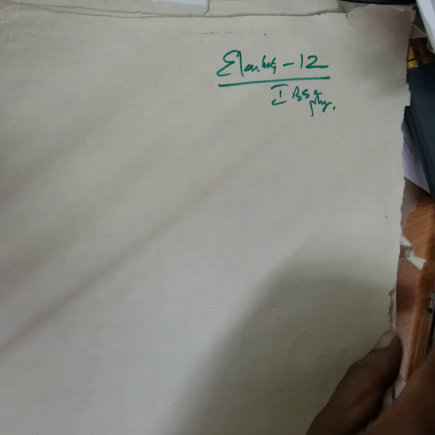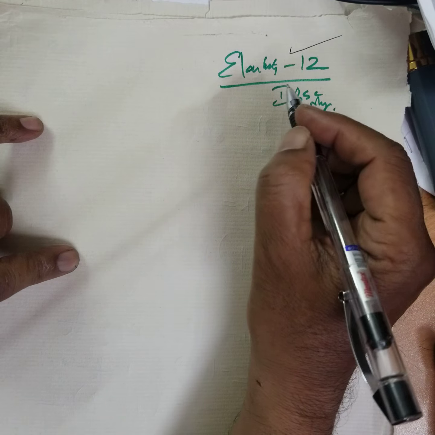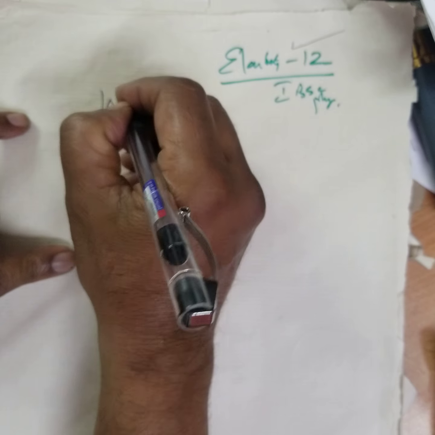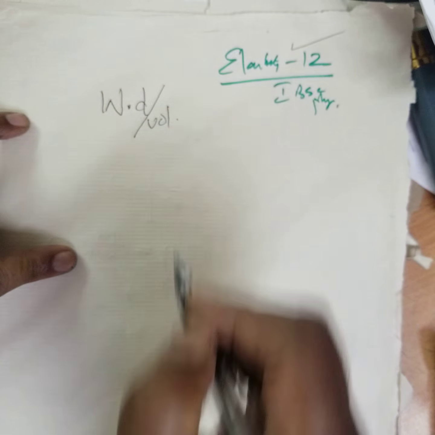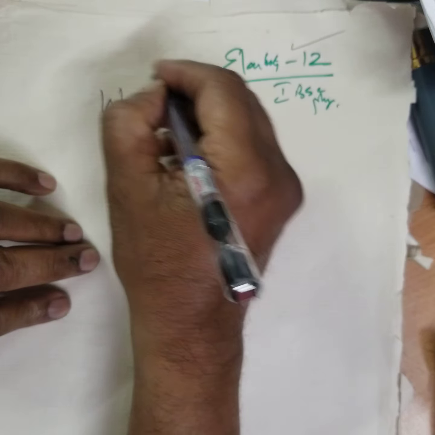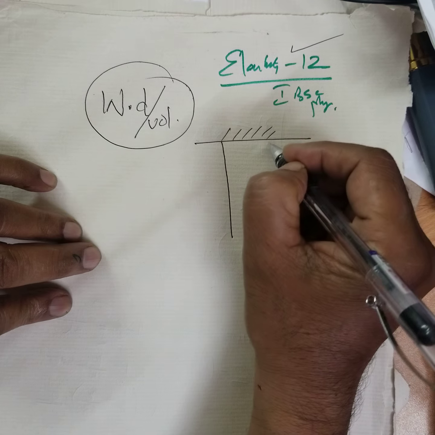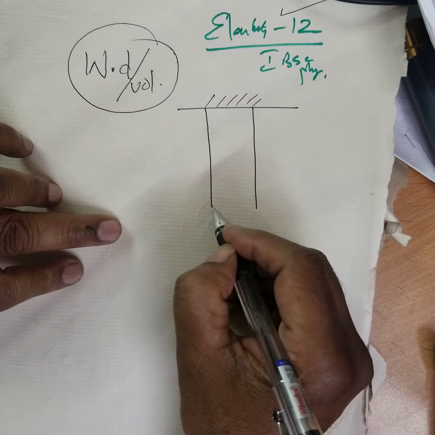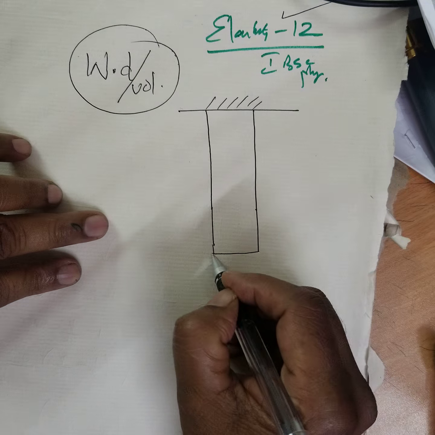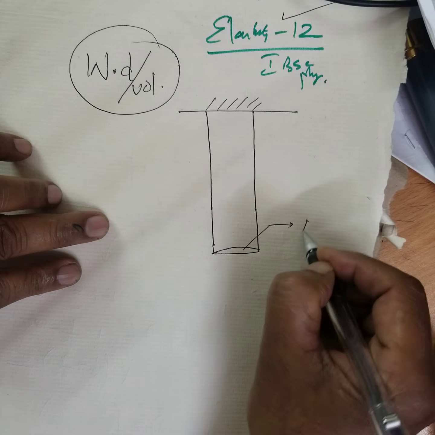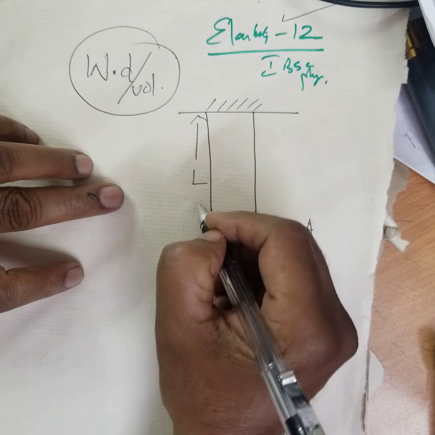Evening students. Today this is the 12th video of elasticity. We are going to discuss work done per unit volume of a material. Say, for example, you take a material in the form of a wire. This is a wire, and here A is the area of cross section. L is the length of the wire.